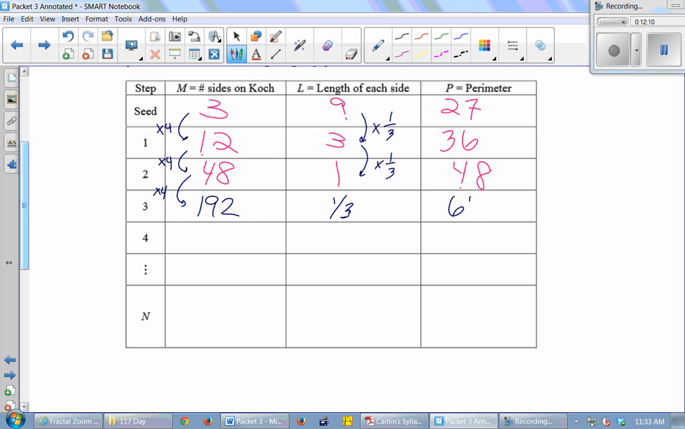64. Good. And then we can just keep following this pattern. What's 192 times 4? 768. A third times a third is a ninth. 768 divided by 9? 85 and a third. Good.